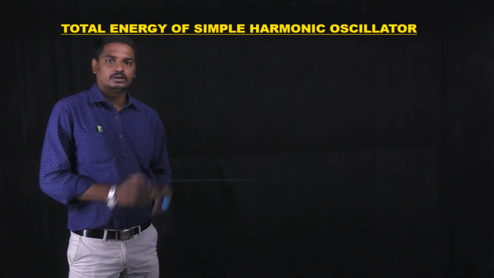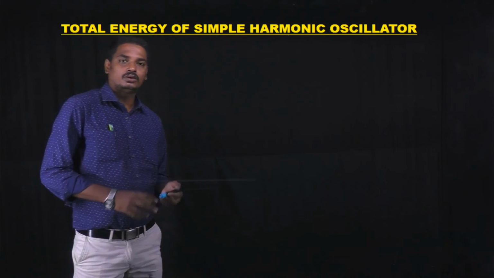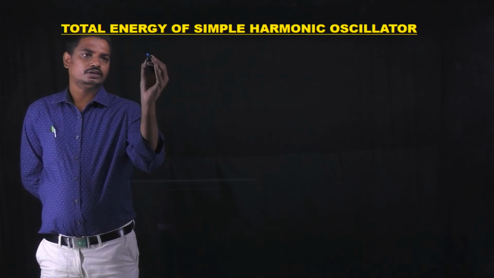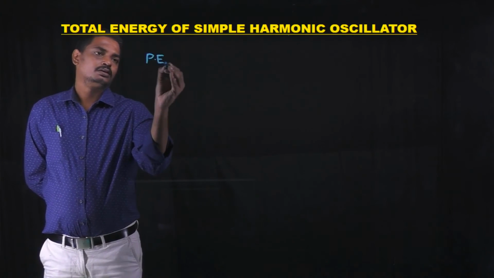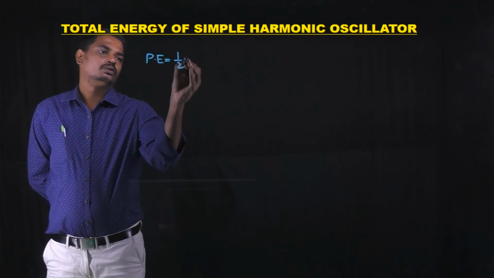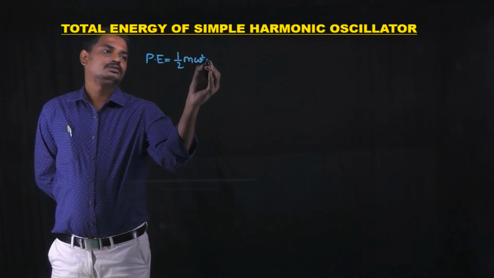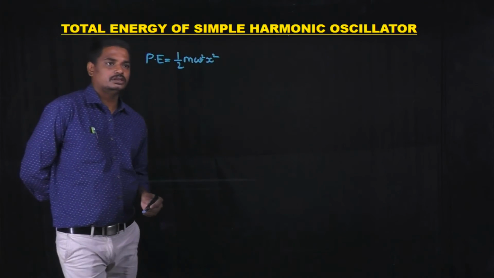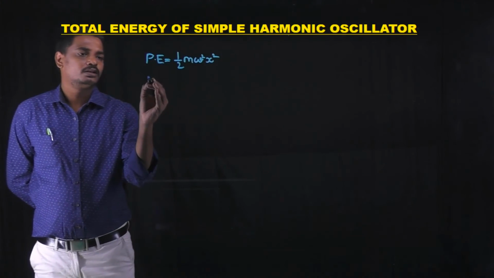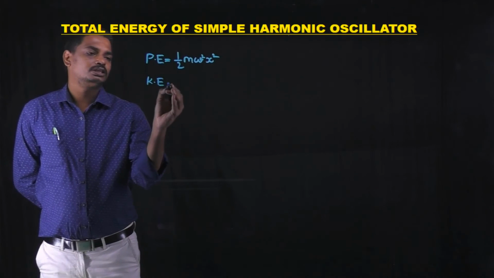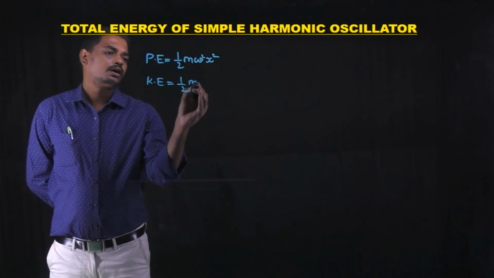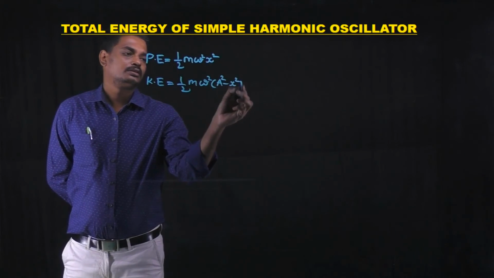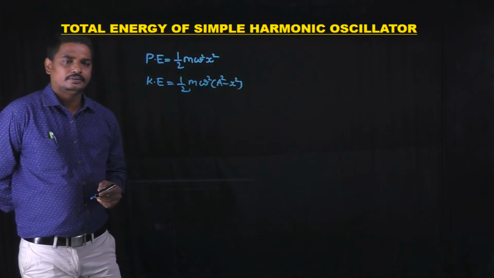Okay, students, now let us calculate the total energy of the simple harmonic oscillator. The expression for the potential energy of the simple harmonic oscillator is given by potential energy P is equal to half m omega square x square, in terms of displacement, and the expression for kinetic energy K is equal to half m omega square into a square minus x square, right?